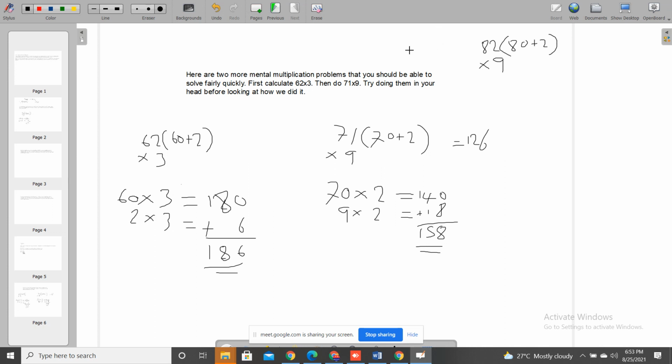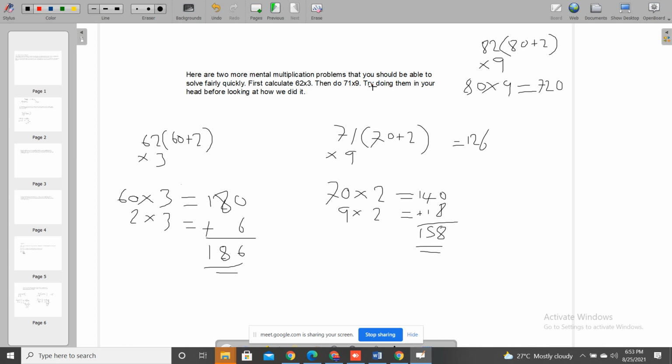So now you do your multiplication. 9 times 80. Which is equal to 9 times 8 is what? 72. Then you add your 0. You just add your 0. So it means that 9 times 80 is 720.